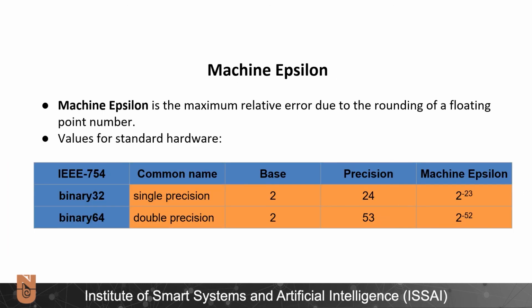When covering the floating point numbers, we should also learn about the machine epsilon. Machine epsilon is a maximum relative error due to the rounding of a floating point number. Basically, it is how much error could occur when representing the numbers in floating points. For the 32-bit case, the machine epsilon is 2 to the power of minus 23. And for the double precision, which is 64 bits, the machine epsilon is 2 to the power of minus 52.